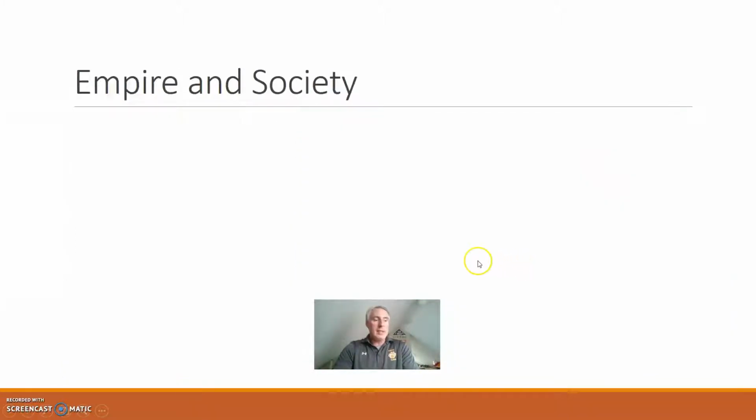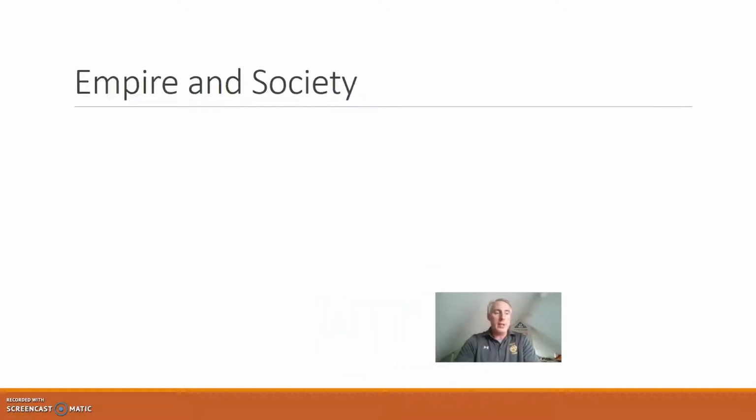Now, a bit about empire and society. Empires often force people of different cultures and ethnicities to interact with each other on a regular basis. And I'm not just talking about the colonizer and subject peoples. I'm also talking about the diverse subject peoples themselves. This often led to colonial conflict. Now, colonial conflict took two main forms.